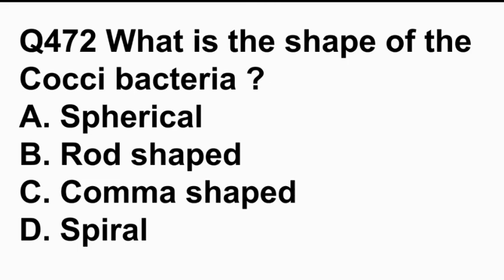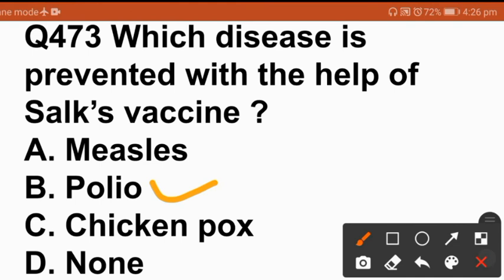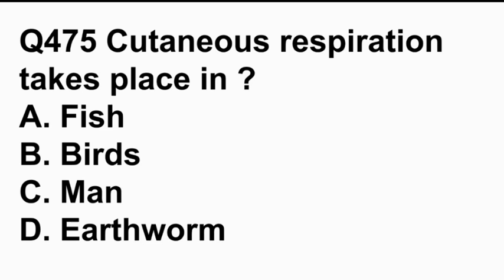A. Spherical. Which disease is prevented with the help of Salk vaccine? B. Polio. Which creatures grow again after it is cut into half? B. Earthworm. Cutaneous respiration takes place in D. Earthworm.